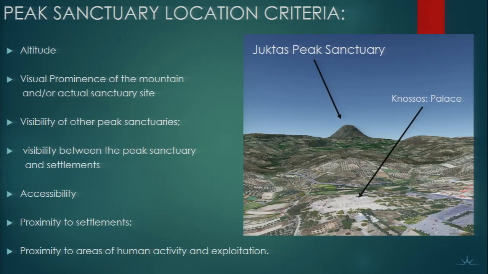4, clear lines of visibility between the peak sanctuary and settlement areas. 5, accessibility of mountain peak and sanctuary site. 6, proximity to settlements. And 7, proximity to areas of human activity and exploitation.